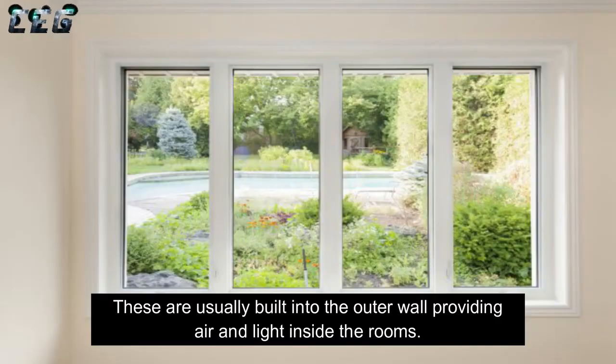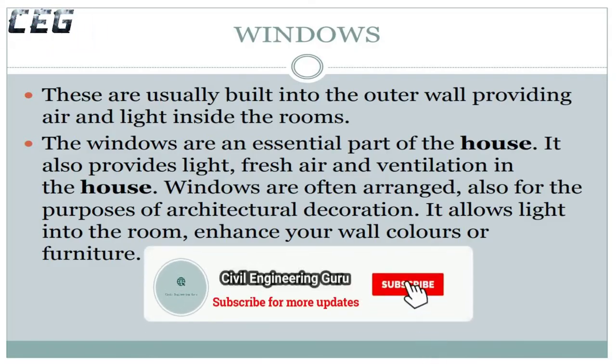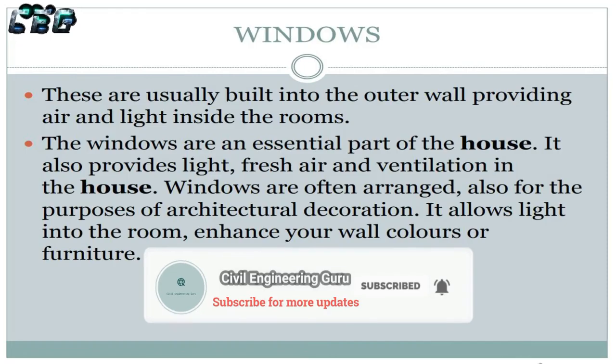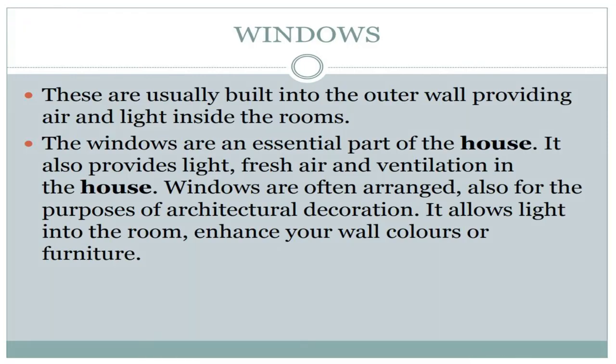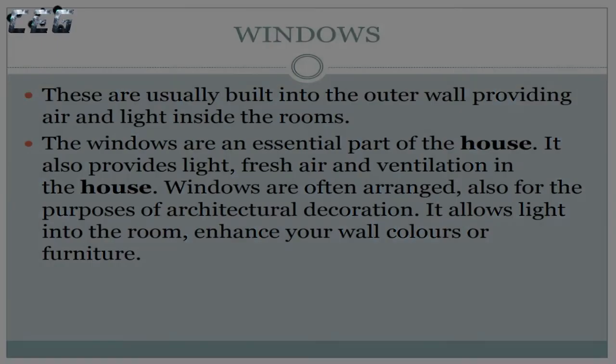Windows. These are usually built into the outer wall, providing air and light inside the rooms. The windows are an essential part of the house. They also provide light, fresh air and ventilation in the house. Windows are often arranged also for the purposes of architectural decoration. They allow light into the room, enhancing your wall colors or furniture.